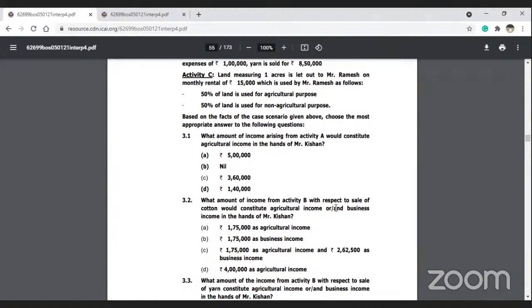But we have the option of 1,75,000 as agriculture income also. It is not necessary that we have to show the business income. In the question itself they are saying to calculate what is your agriculture income. Why are we stopping only on business income? Let us calculate agriculture income. Agricultural income is 1,75,000.